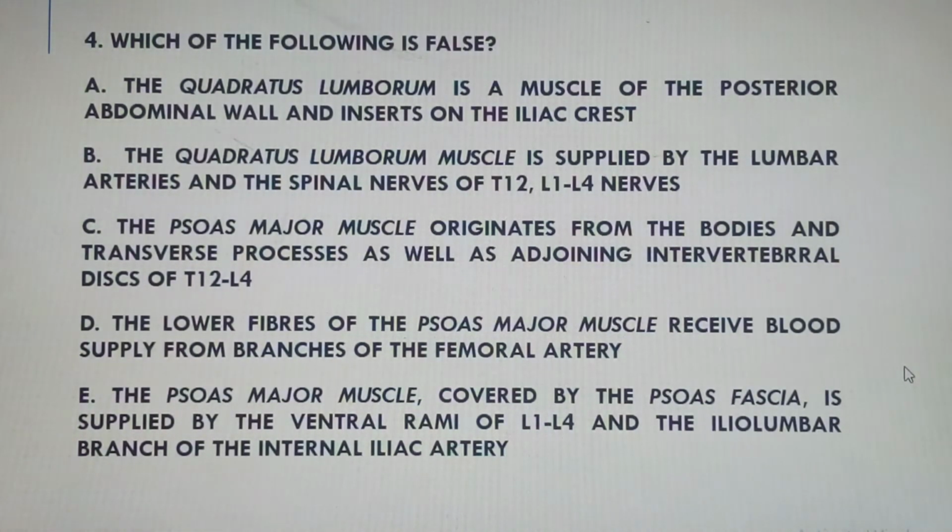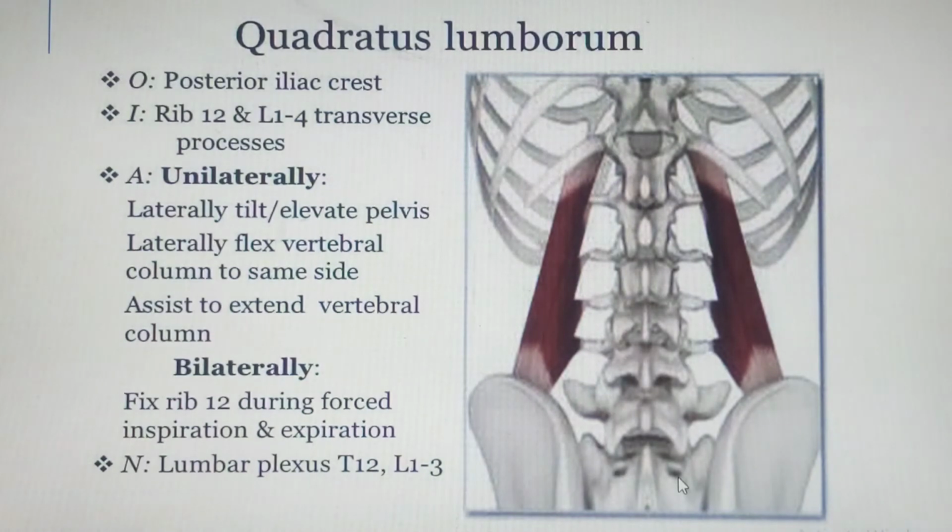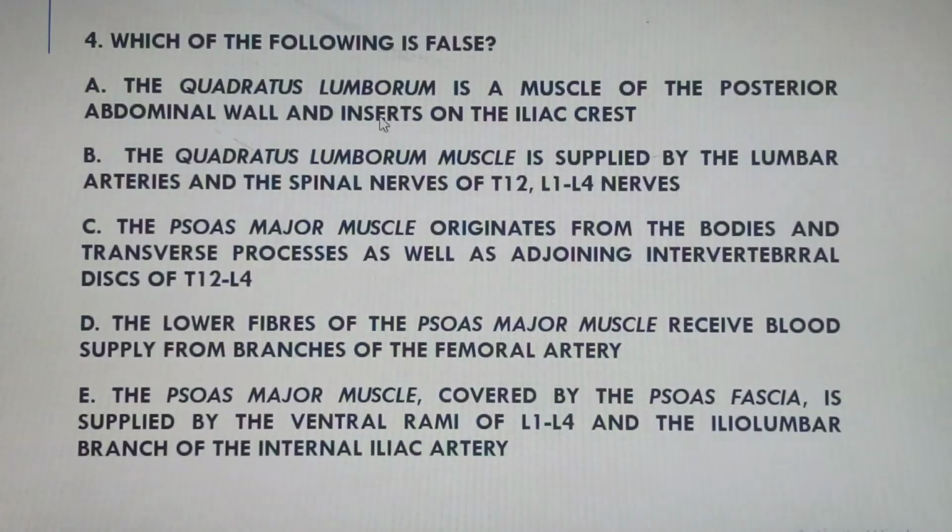Now, option E says the psoas major muscle covered by the psoas fascia is supplied by the ventral rami of L1 to L4, as well as, of course, the iliolumbar branch of the internal iliac artery. That's actually a very true statement. So let me justify them. So here we are. This is the Quadratus Lumborum muscle, this four-sided muscle, and it actually originates from the posterior iliac crest. Let me see what the question was about. So the question was talking about inserting on the iliac crest. So this makes it wrong.